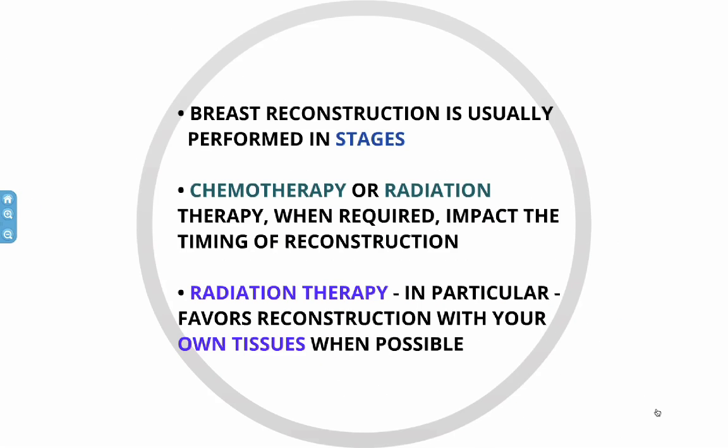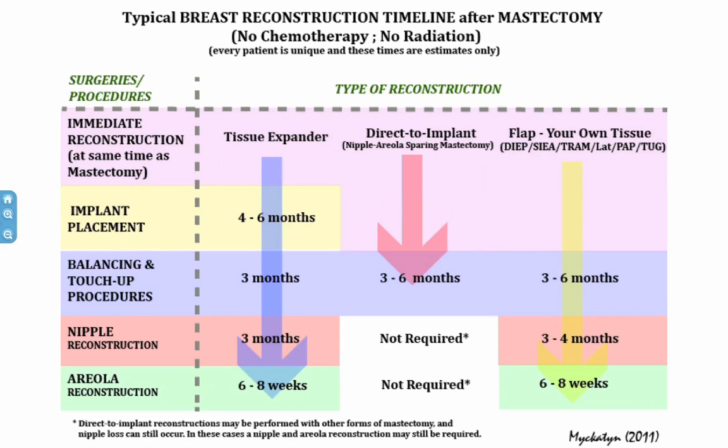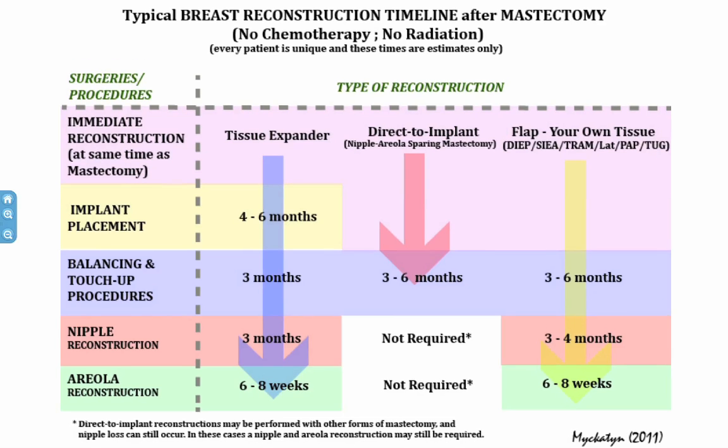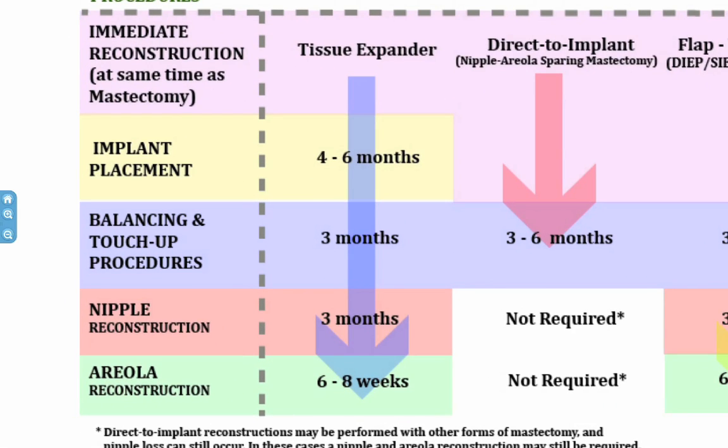Breast reconstruction is usually performed in stages. Chemotherapy or radiation therapy, when required, impact the timing of reconstruction. Radiation therapy in particular favors reconstruction with your own tissues when possible, although breast implants may still be an option. In patients who do not require chemotherapy or radiation therapy, there are often several options for reconstruction available.